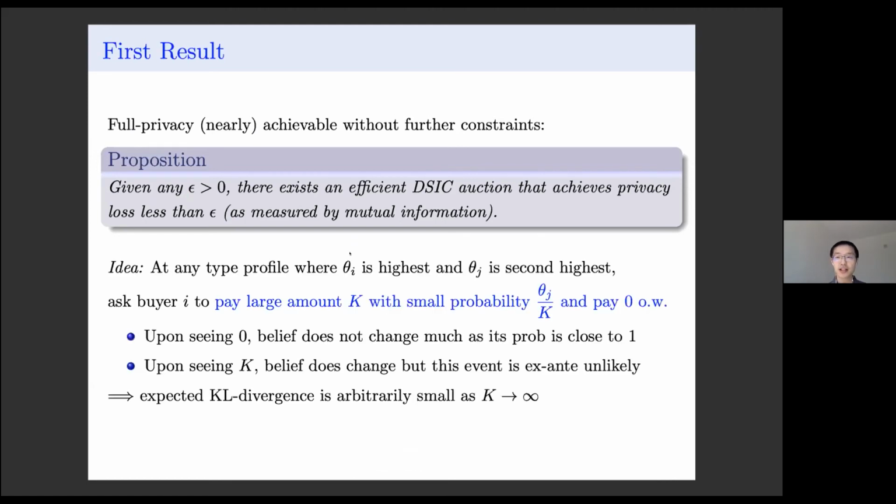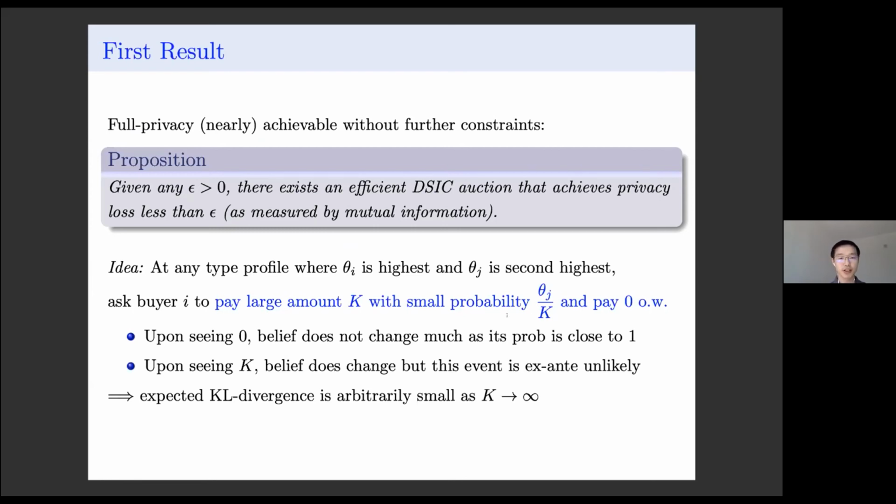And the idea is exactly as Aaron foresaw, which is to appropriately add noise to the payment. But more specifically, what we can do is to ask any winning buyer to make a randomized payment between some very large amount, capital K, and a low amount of 0. From the outside observer's perspective, when he or she observes a payment of 0, the belief about winner type doesn't change much because 0 occurs with conditional probability close to 1 given any type profile. On the other hand, if the outside observer sees a payment of capital K, this does affect the belief.